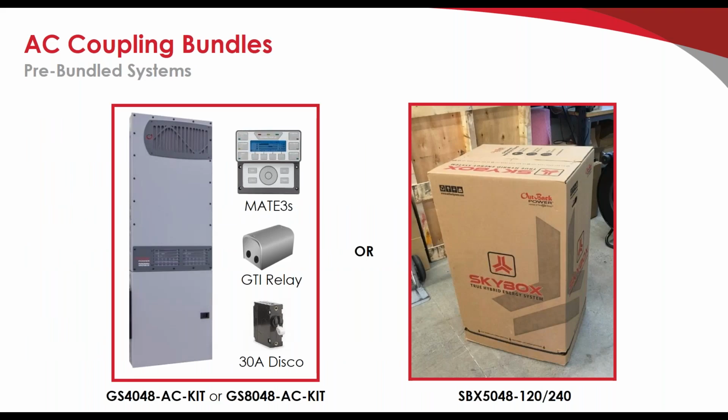So we offer two AC coupling bundles, two pre-bundled systems. You can get a GS4048 or 8048 AC kit. That comes with a, not pre-wired, but it comes with a Radian, a load center that you would then wire, a Mate 3S, a GTI relay, and a 30 amp disconnect. Or you can buy a SkyBox. Everything you see that comes in that box is everything you need to do AC coupling with SkyBox.